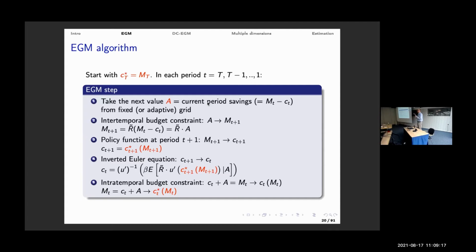As you can see, there is no root finding. This is all just direct computation. And so it takes no time.